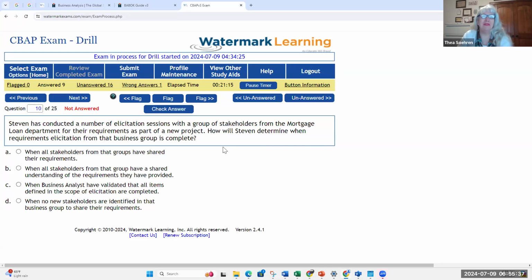Stephen has conducted a number of elicitation sessions with a group of stakeholders from the mortgage loan department for the requirements as part of a new project. How will Stephen determine when requirement elicitation from the business group is complete? When all stakeholders from the group have shared their requirements, when all stakeholders from the group have shared understanding of the requirements they provided, when business analysts have validated that all items defined in the scope of the elicitation are completed, or when no new stakeholders are identified in that business group to share their requirements. What does the BABOK say?